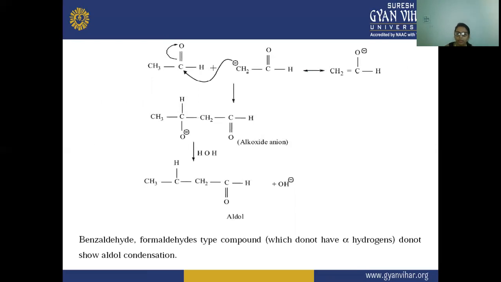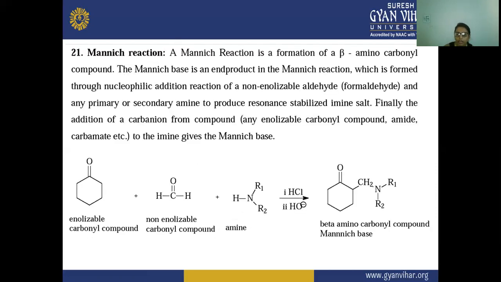And after that, this carbanion will attack the second molecule of this aldehyde, and there is a formation of this product. And this alkoxide ion is formed after the reaction between the second molecule of aldehyde and the carbanion. And after that, it is hydrolyzed, and there is a formation of this aldol product here. So benzaldehyde, formaldehyde type compounds which do not have alpha hydrogen do not show aldol condensation. They show Cannizzaro reaction, and the acetaldehyde shows the aldol condensation because they are having the alpha hydrogen.